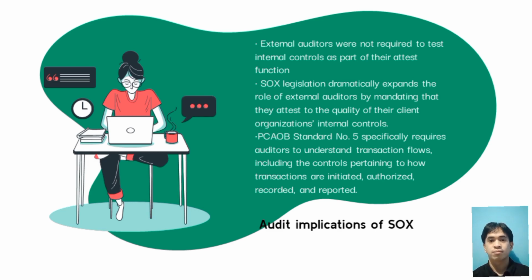As part of the new attestation responsibility, PCAOB Standard Number 5 specifically requires the auditors to understand transaction flows, including the controls pertaining to how transactions are initiated, authorized, recorded, and reported. This involves first selecting the financial accounts that have material implication for financial reporting. Then auditors need to identify the application controls related to those accounts.